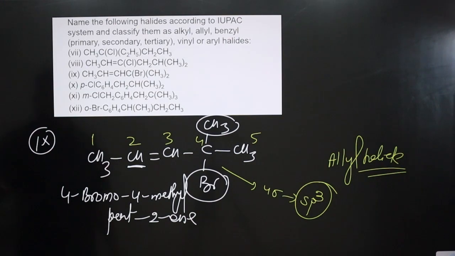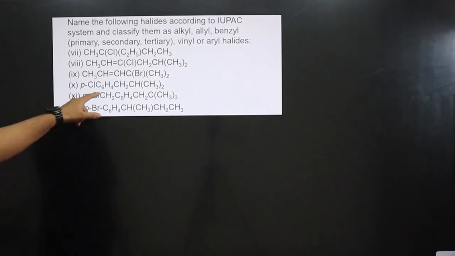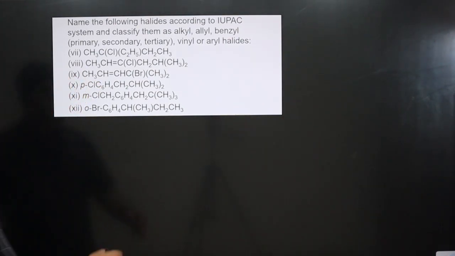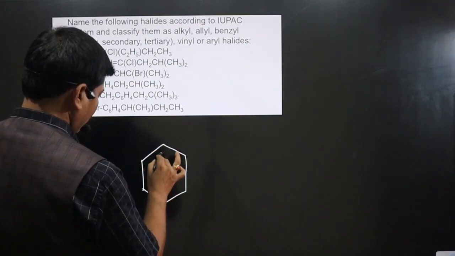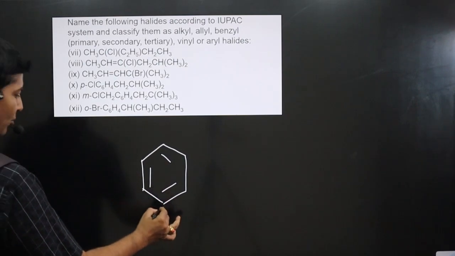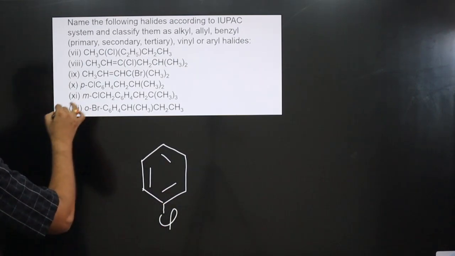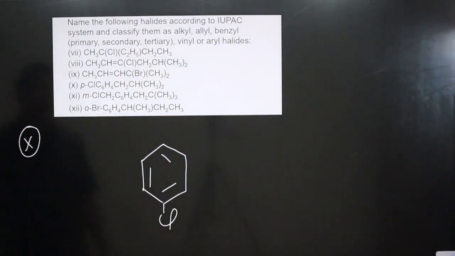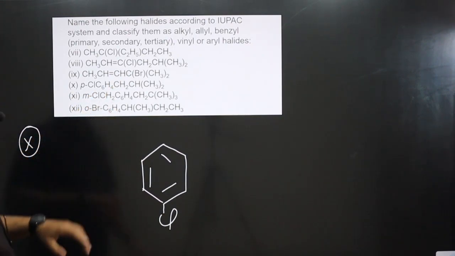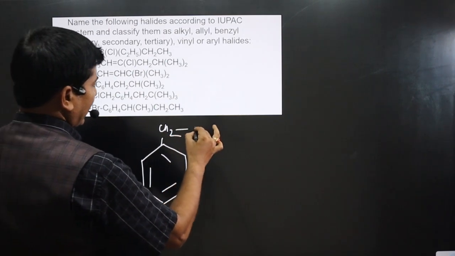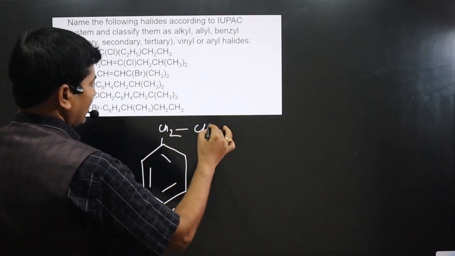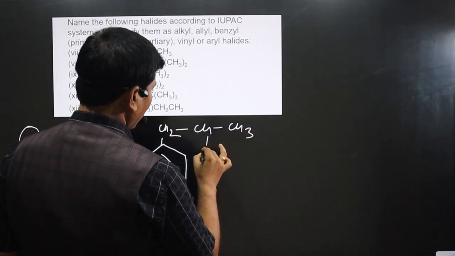Next we have the compound parachlorobenzene. C6H4 is there, so let me write benzene, C6H4. Para-chloro, this is the para position where Cl is attached, and we are talking about the 10th one. Then we can see CH2 is there. Let me write CH2, and then CH is there, and to this CH two alkyl groups are attached.